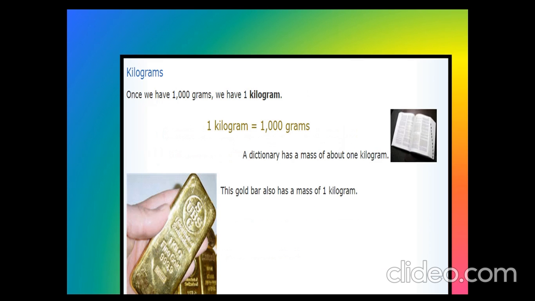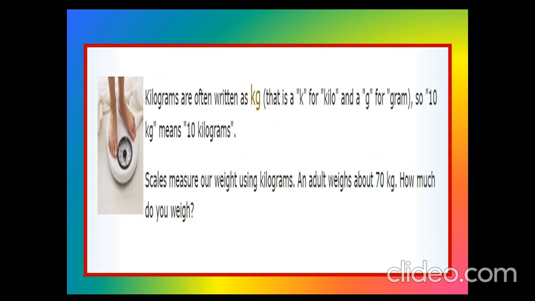Next comes kilogram or kg. It is equal to 1000 grams. We normally use kilograms for measuring our body weight with the help of the weighing scale. An adult usually weighs around 60 to 70 kg. How much do you weigh?